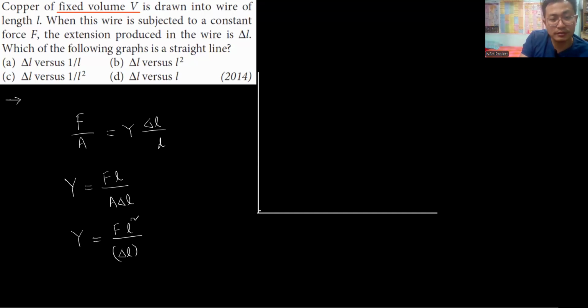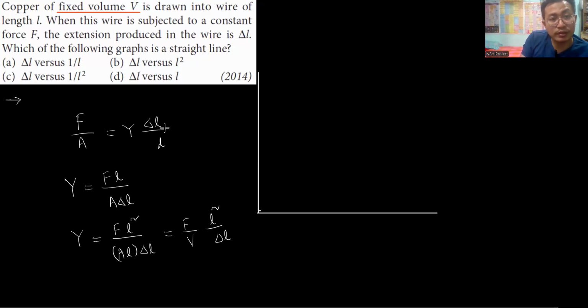Delta L. This is A into L, then delta L, which is equal to F by volume. This is V, the volume. And then we only have the L square delta L.